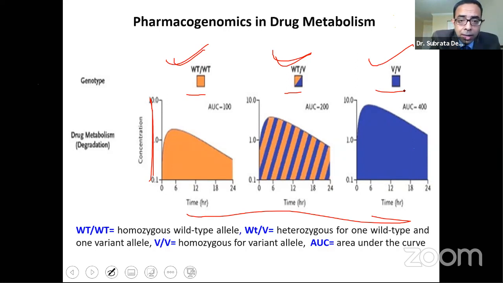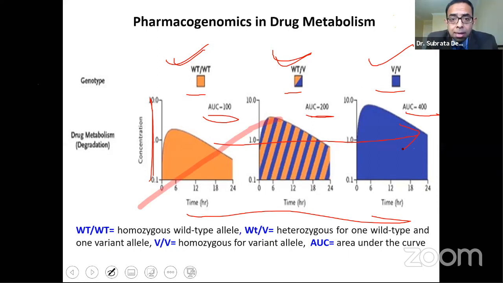Now, if you look at the AUC of this, there is a 2 to 4-fold difference as you go from left to right, because you now have a modified enzyme. You don't have the same enzyme as the genotype at the beginning, wild type. And as a result, you see an increase in AUC or PK. That is going to lead to more toxicity or more patient death, especially in the last category, where you are looking at a 4-fold difference in PK numbers.